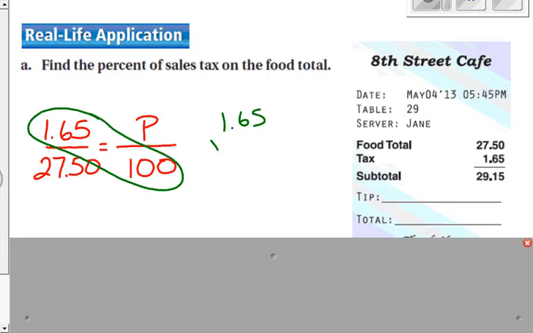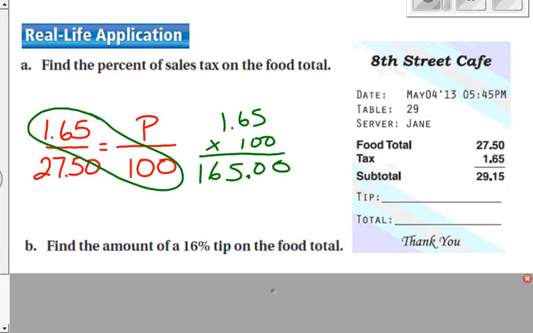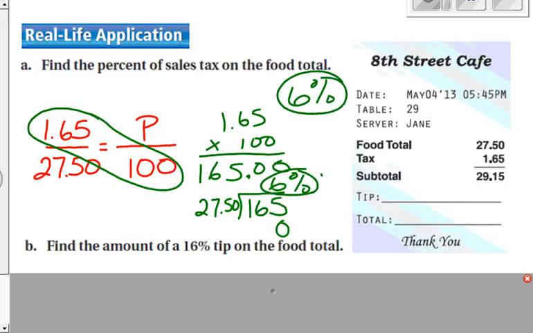$1.65 times 100. We have 2 decimals, so we gotta move it over, which is 165. We're now gonna take 165 and divide that by 27.50. And we know that 27.50 goes in there 6 times. So we know it is 6%. So 6% is our sales tax.